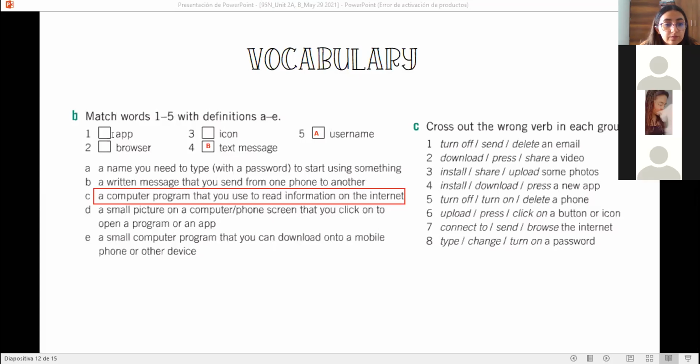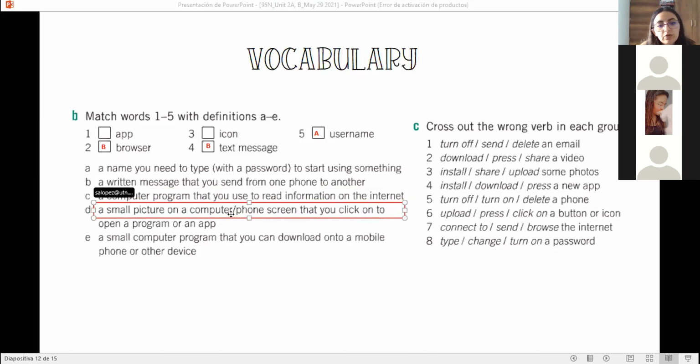App. Okay, app, they tell me. What do you think? Browser. Okay. Someone else? App or browser, what do you think? A browser. Browser. A browser, right? Un buscador, un programa que tenemos en la computadora que nos permite leer o buscar información en internet. A browser. Yes. Let's continue with the next.